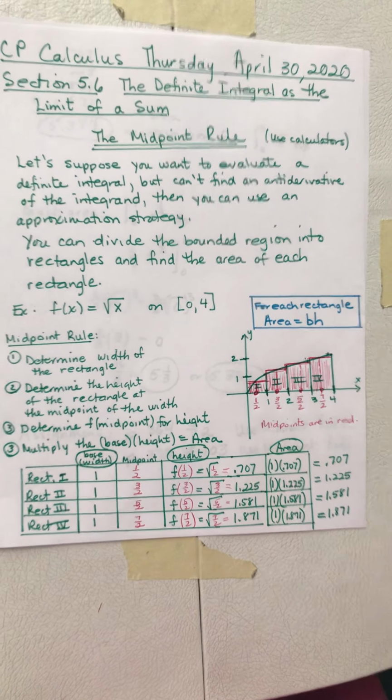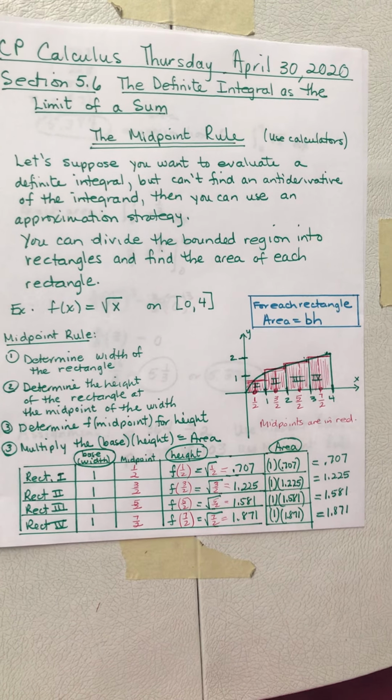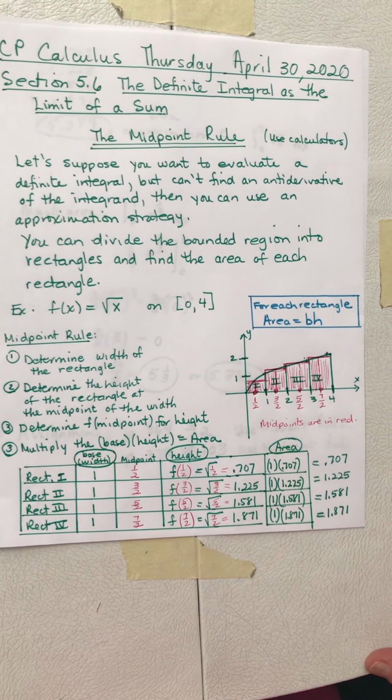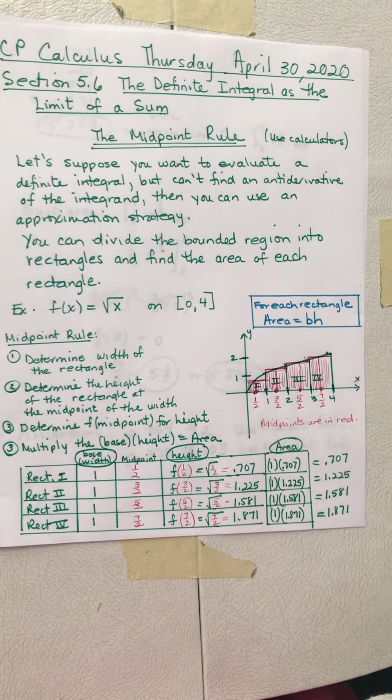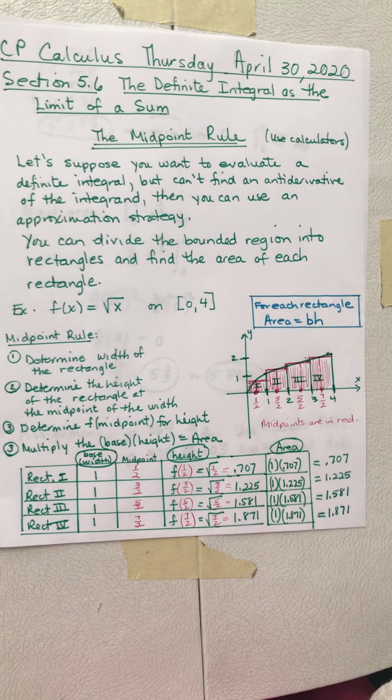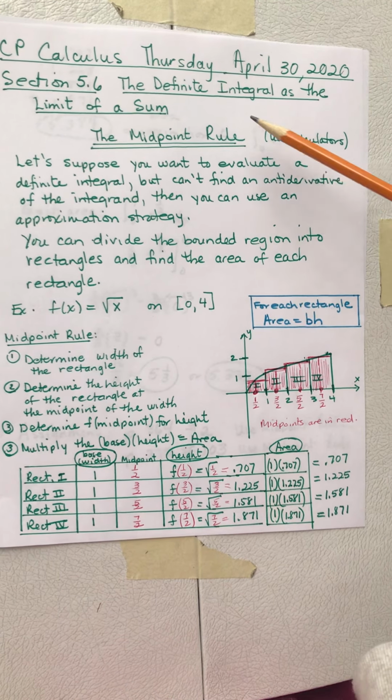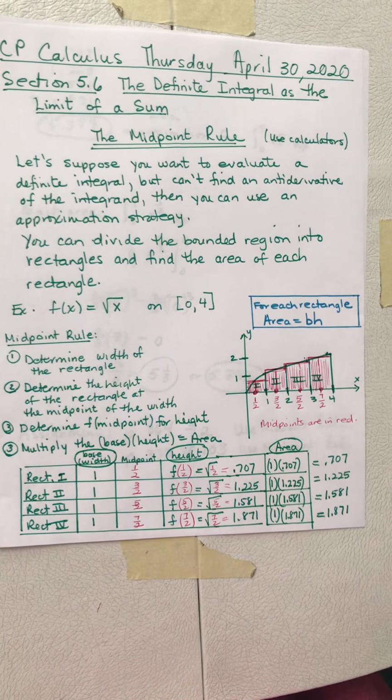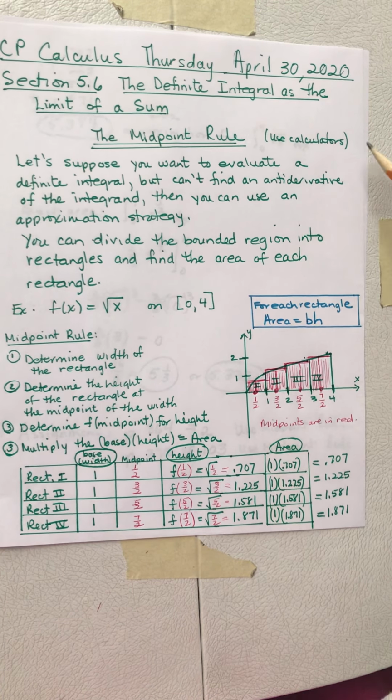I didn't have any requests for homework problems, so I'm hoping that you did well with those yesterday. Today's topic, the general description is the definite integral as the limit of a sum, but actually what we're focusing on is something called the midpoint rule. And let's talk about that. And by the way, you can use calculators on this whole assignment.